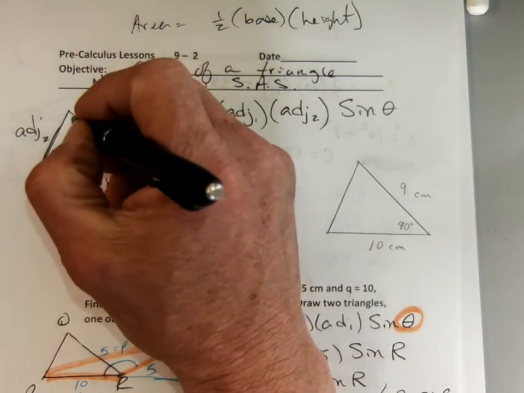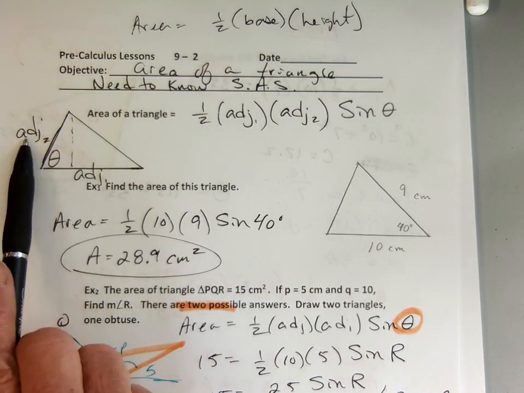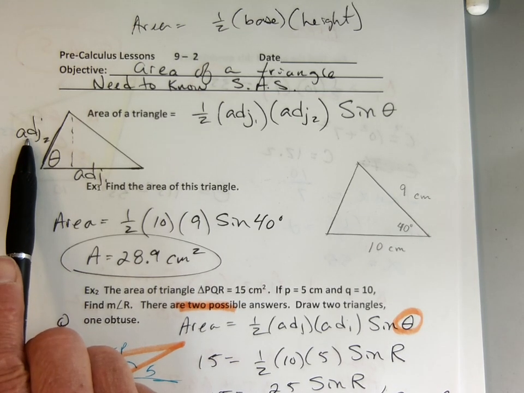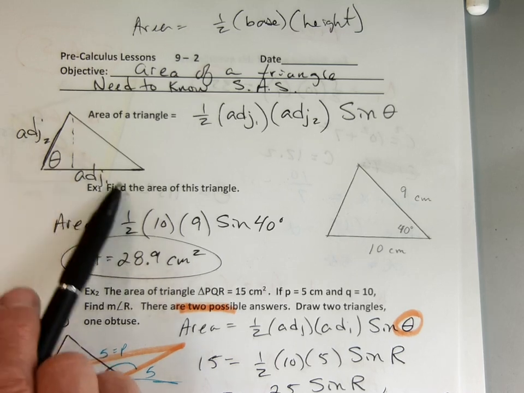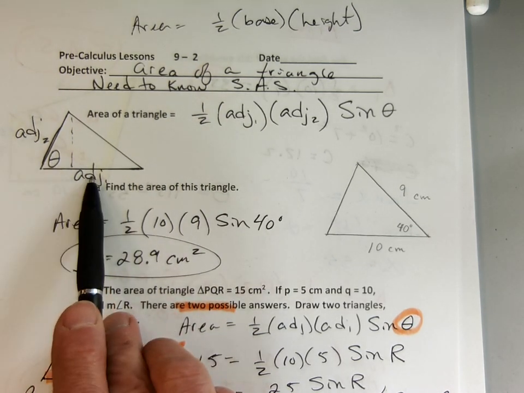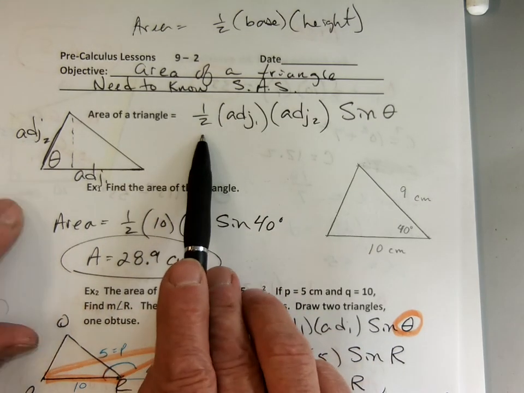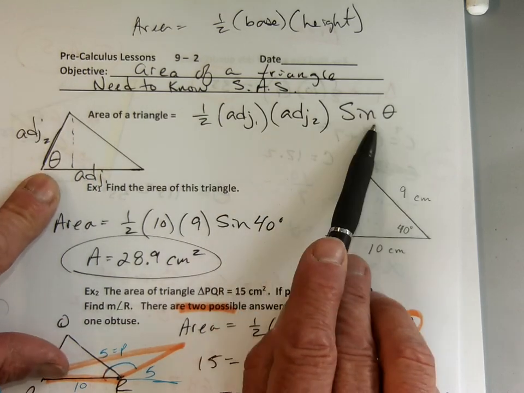So in this case, we don't know the height at all, but we might know the adjacent side, and there's no hypotenuse. So these two are both called adjacent sides. Adjacent 1, adjacent 2 doesn't really matter, and we have an inclusive angle. So you need to know side, angle, side. So the formula for every triangle is 1/2 the adjacent side times the other adjacent side times the sine of the angle, and that's it.